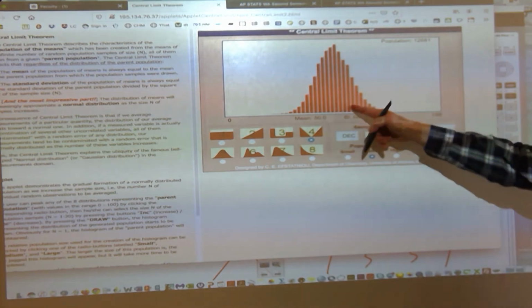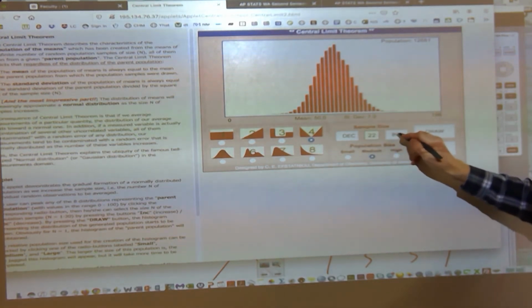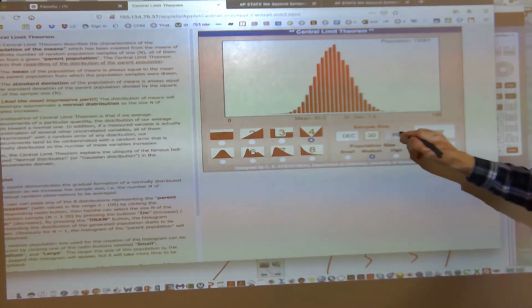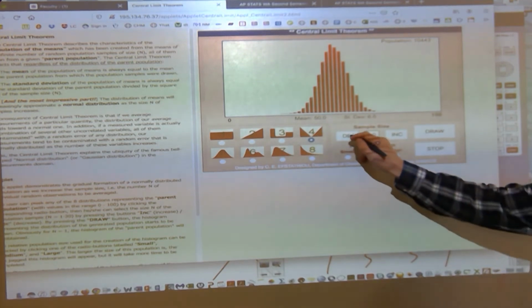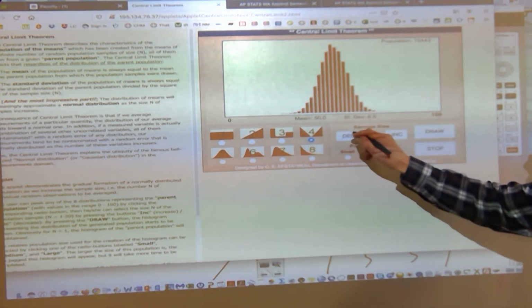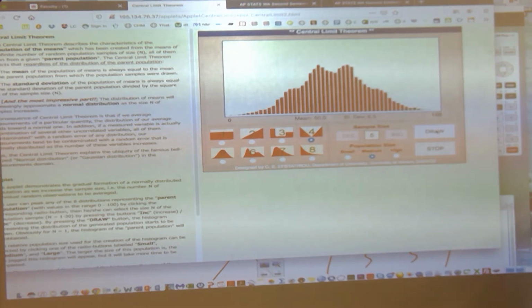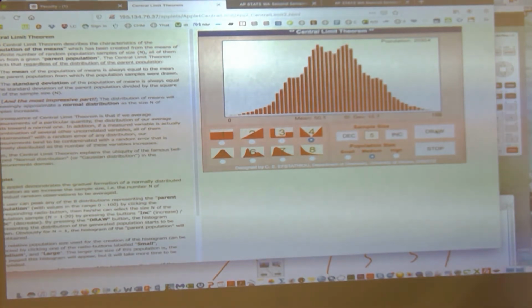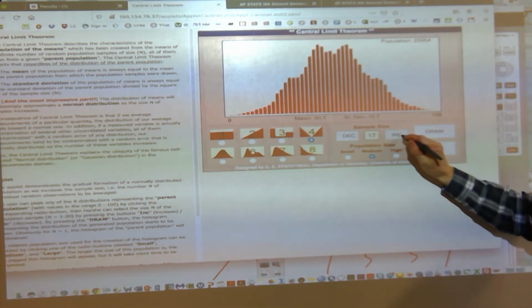And what's happening to the standard deviation? What is happening to the spread of the sampling distribution of sample means, compared to what it was when the sample size was 5? Look at the spread, it's becoming more and more normal. What's happening to the spread as the sample size increases?